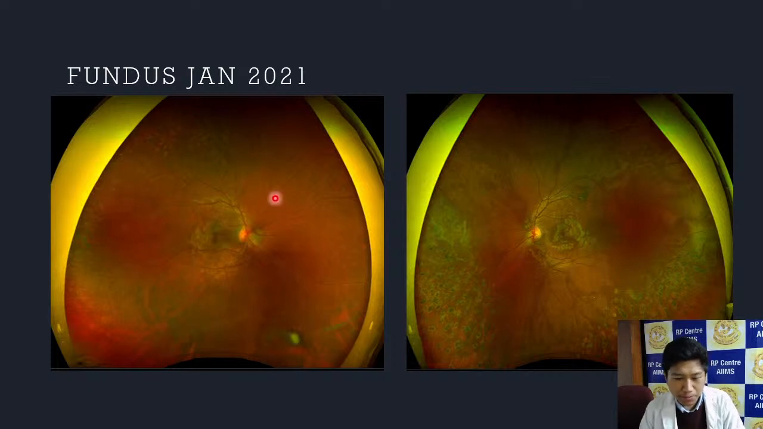This is the fundus photo of the current visit. In the left eye, we can see there's a... Please do see, this is the right eye. In the right eye, we can see there's a media haze present with the previous laser marks. In the left eye, there are no signs of activity. We can also see FA guided laser marks.